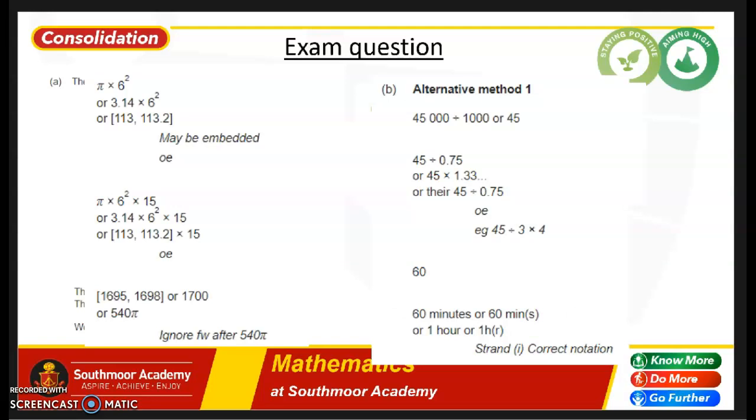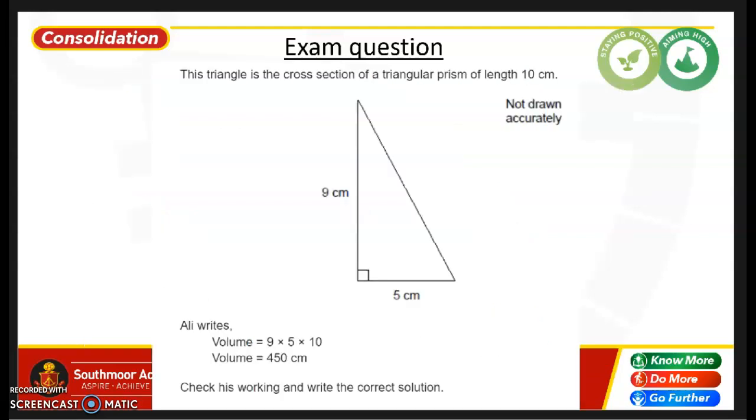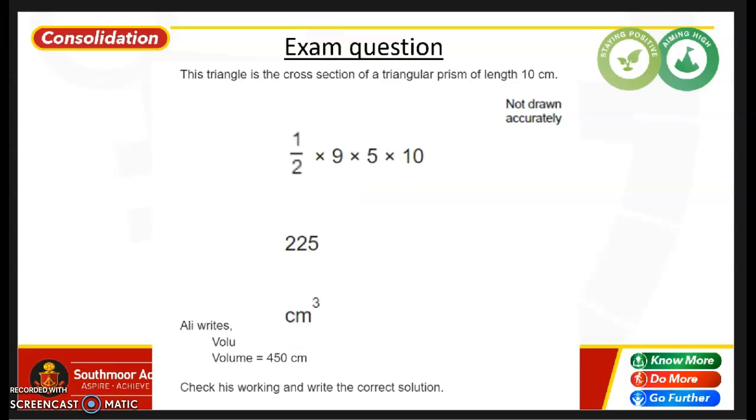Your second exam question. A triangle is the cross-section of a triangular prism with a length of 10 centimetres. Ali writes the volume is equal to 9 times 5 times 10, so the volume is 450 centimetres. Check his working and write the correct solution. Again, pause the video to allow the students a chance to do it. You can either work by yourselves or in pairs. Your answer is coming up now. So here is your answer.